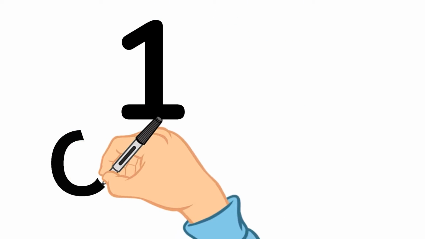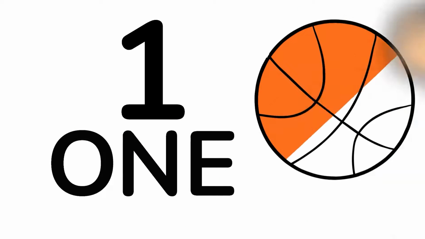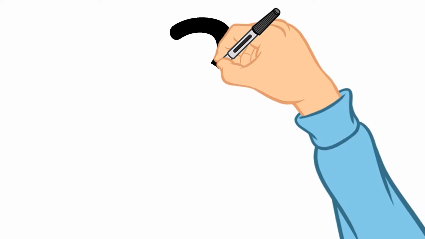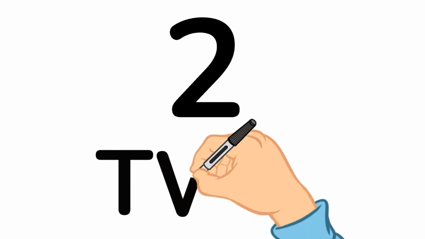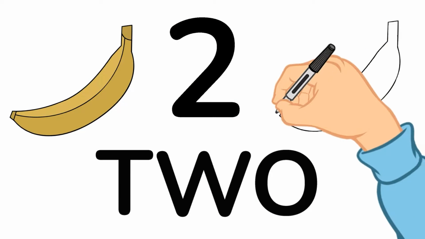1. O-N-E. 1. One basketball. 2. T-W-O. 1, 2. Two bananas.